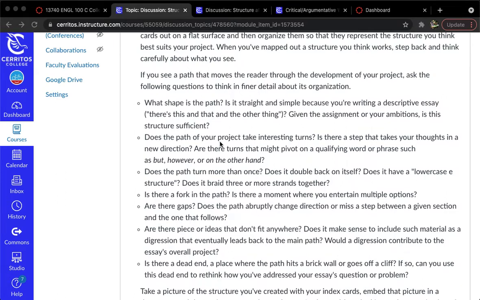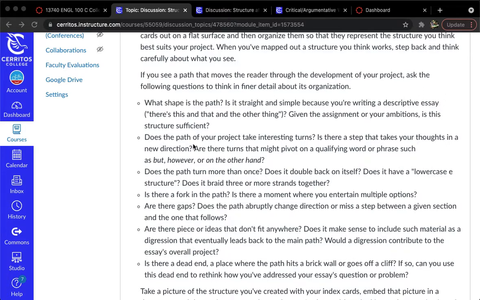So pay attention to these questions. So they write, which shape is the path? Is it straight and simple because you're writing a descriptive essay? There's this and that and the other thing. Given the assignment or your ambitions, is this structure sufficient? So pay attention to the way you've connected your ideas. Is it in the sort of and this and then and then and then? That's something that is characteristic of the listing effect, which we want to avoid, right? So if you're noticing that's the way you've organized your points, then that's something that you'll want to try to revise in your next draft.